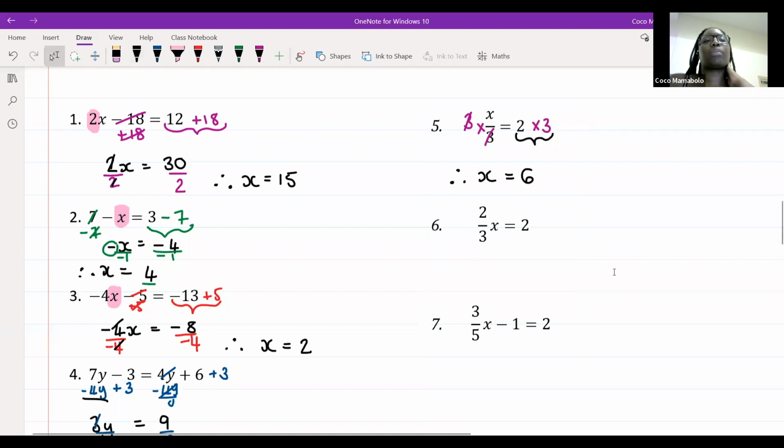Ma'am, can I answer number 6? Yes, let's do number 6. Okay, ma'am. So firstly, I started off by writing 2 over 3x divided by 2 over 3, is equal to 2 divided by 2 over 3. Excellent. Therefore, x is equal to 3.